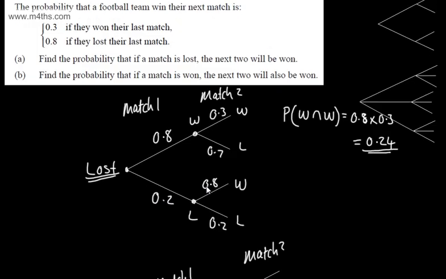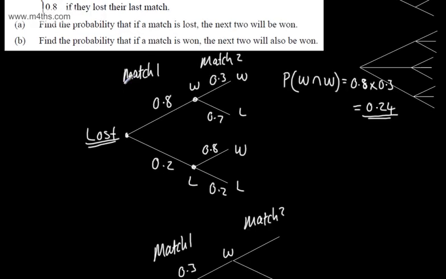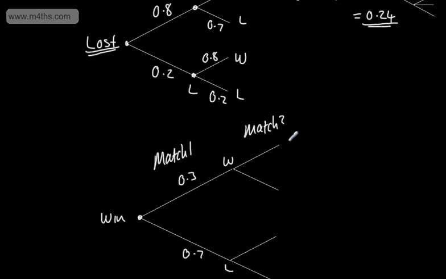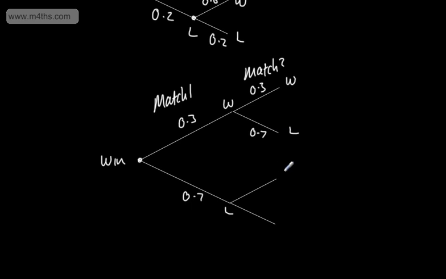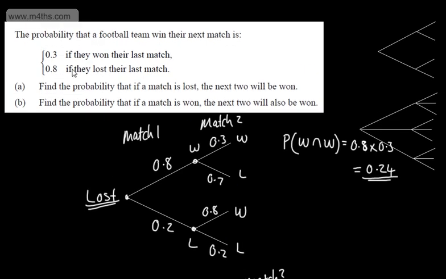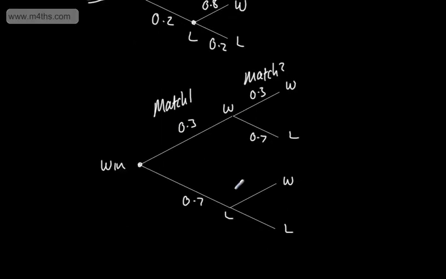All I'm doing is taking this from here. So 0.3. If they won their last one, the probability that they win this match is going to be 0.3, and this is going to be 0.7. Remember, each of these add up to 1. Now, with this one, the probability that they win if they lost their last match, and of course we've got a loss just here, is going to be 0.8. So we can put on here 0.8, and this is going to be 0.2.